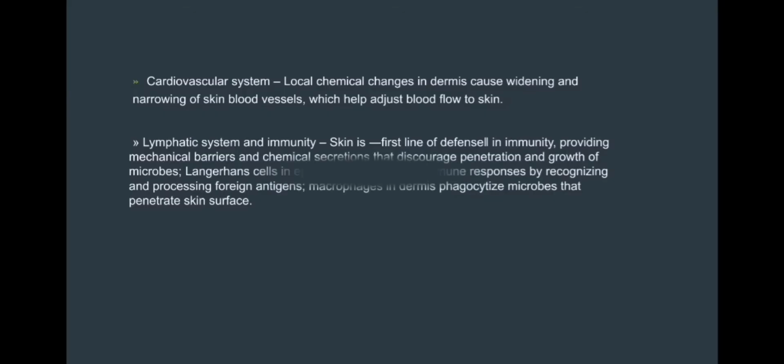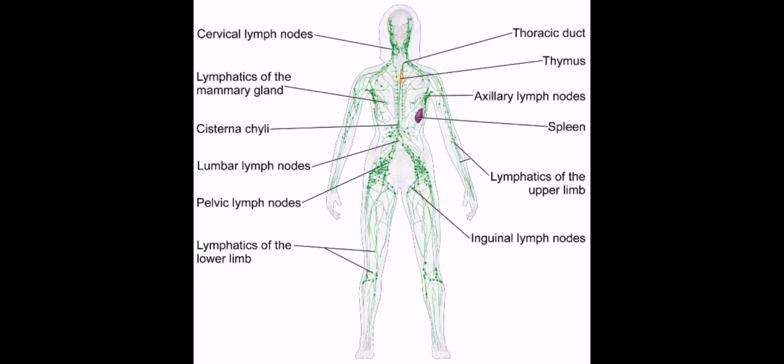Lymphatic system and immunity. The skin is the first line of defense in immunity, providing mechanical barriers and chemical secretions that discourage penetration and growth of microbes. Langerhans cells in the epidermis participate in immune responses by recognizing and processing foreign antigens. Macrophages in the dermis phagocytize microbes that penetrate the skin surface.